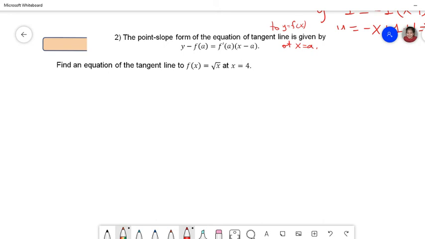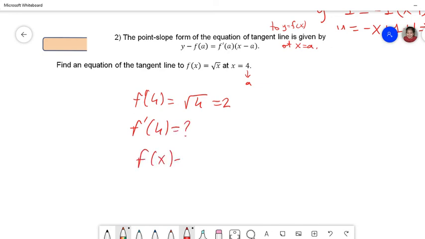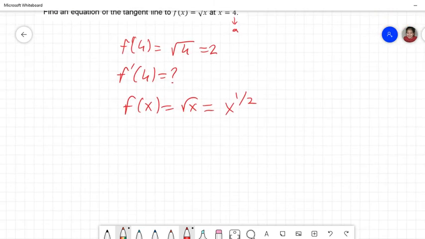Our a is here for sure 4. So we need to find f of a, which is f of 4, and we can find it. This will be 2. And what about f prime of 4? How can we find it? So f of x is square root of x, and we can write this as x to the 1 half.